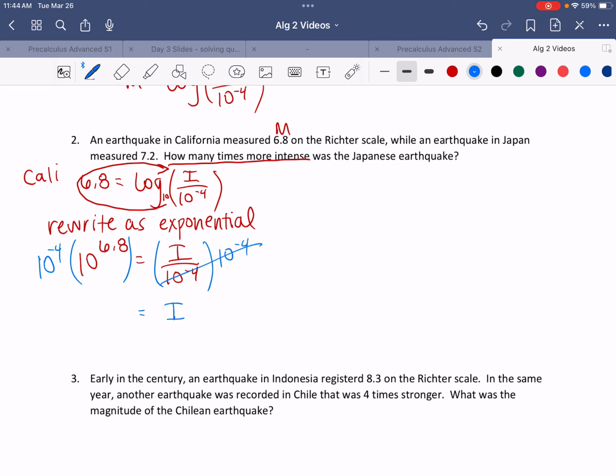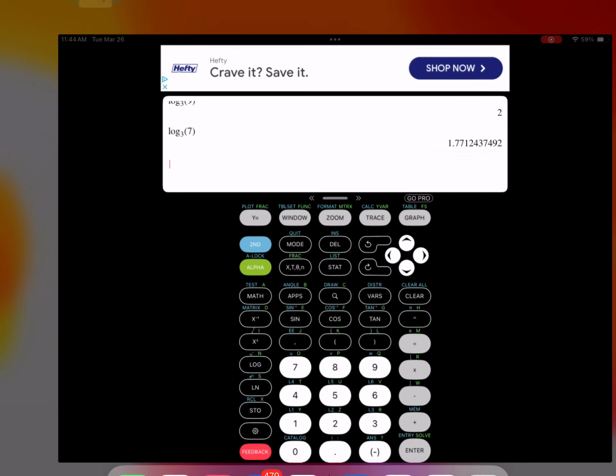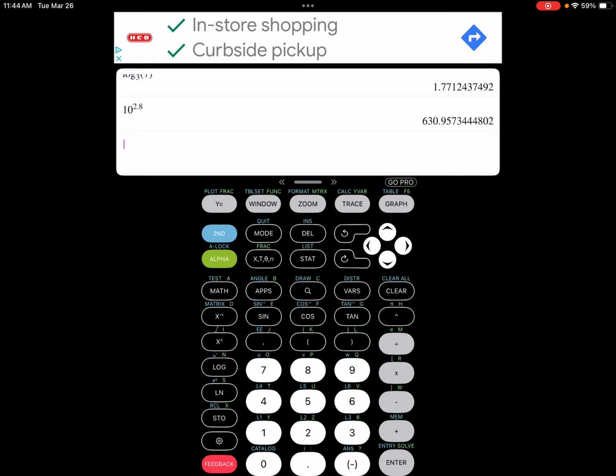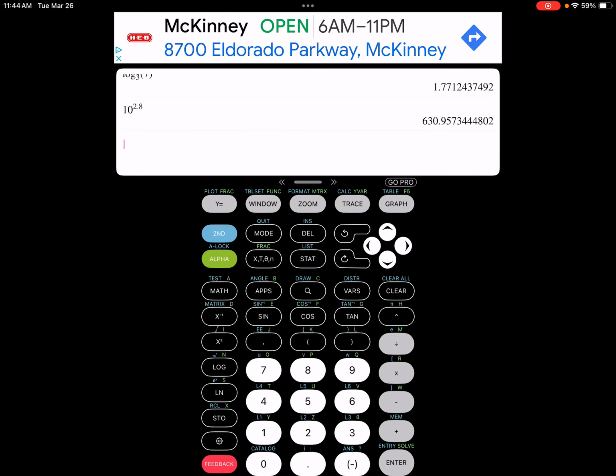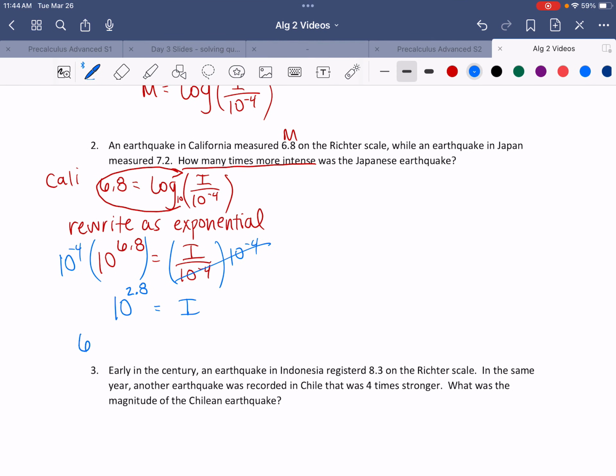So the intensity I equals 10 to the 6.8 times 10 to the negative 4th. Think about exponent rules. When the base is the same, my exponents can add. So this would be 10 to the 2.8 power. And now I have something I can easily type in the calculator. 10 to the 2.8 power is 630.957, is what I'll go ahead and write. 630.957 is the intensity of the California earthquake.